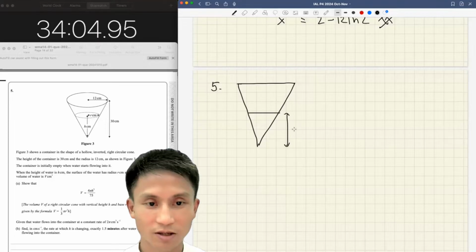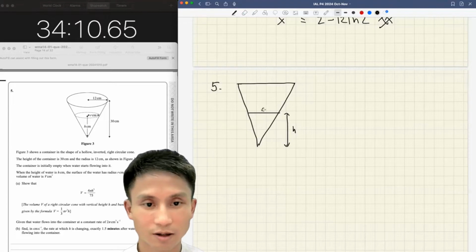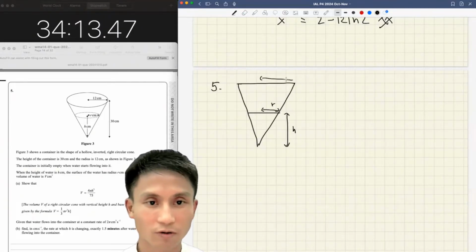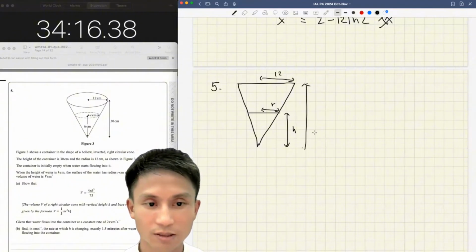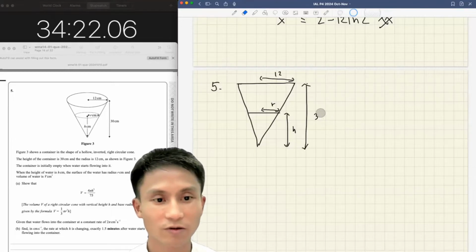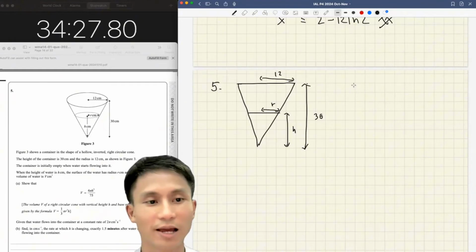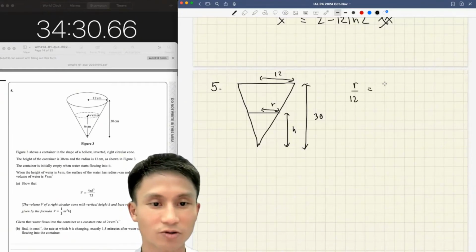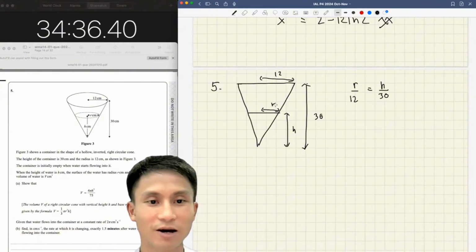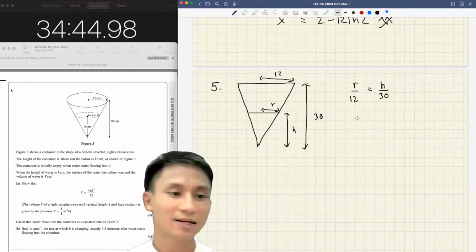So this is H, this is R, right? This is 12, and this is 30. So we have the ratio there, 12 and 30. According to similar triangles, we can do R over 12 equals the smaller one, H over 30. It's the smaller one divided by the larger one, correspondingly for the sides. That's usually the way I go with that.